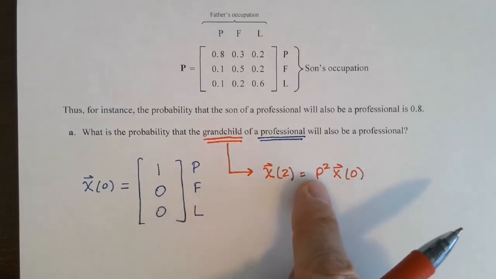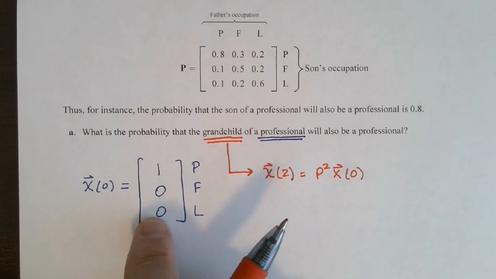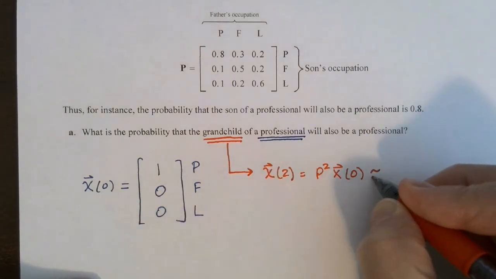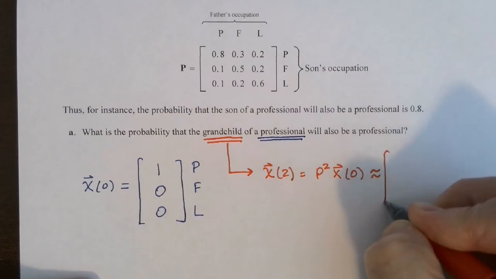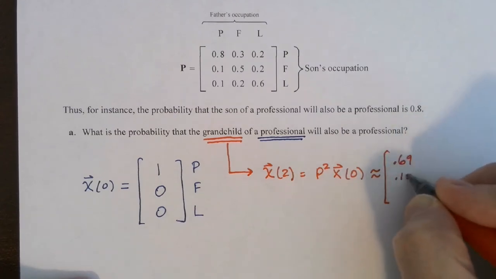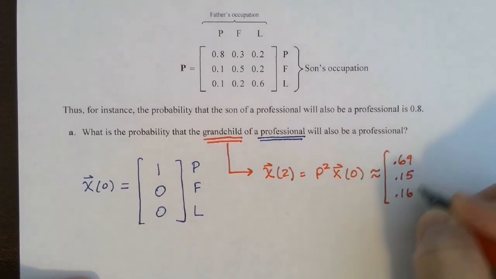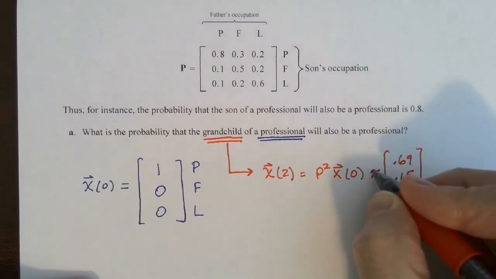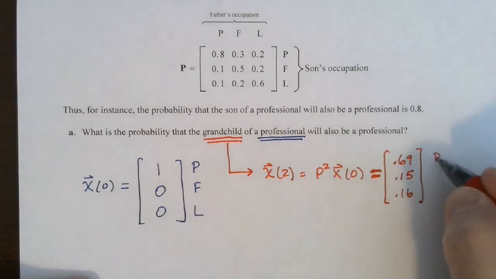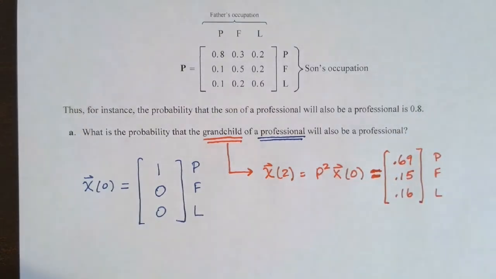And then do the performance, square P, and then multiply this. When you do that, and I'm going to round off to two decimal places here, I get 0.69, 0.15, 0.16. Maybe this isn't rounding, this may be exact, I don't know. I need to double check that. At any rate, okay, that's what we get.